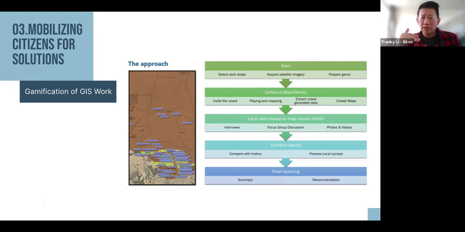In addition to that, there will be a ground truthing element to it, which is something that AKVO has been involved in, where to confirm all the work that's been done with the game, there's a ground truthing element. And then after all that is done, the final map is put together. So next slide.